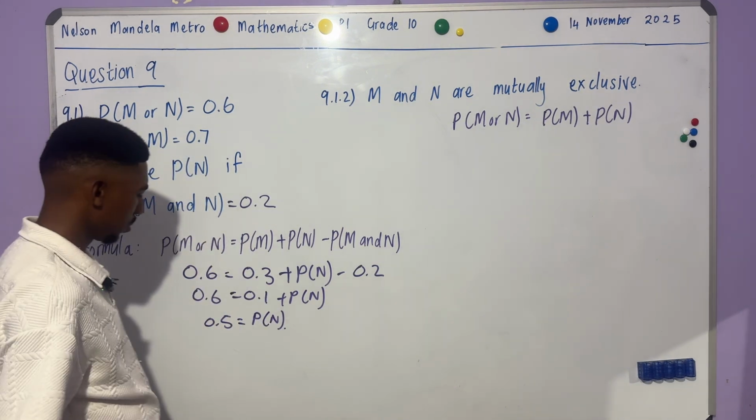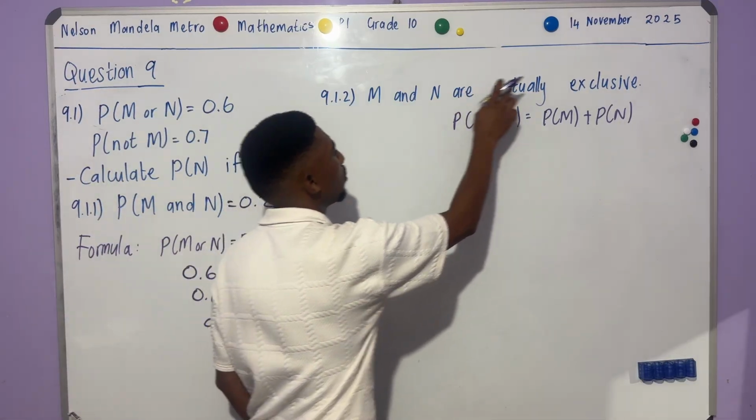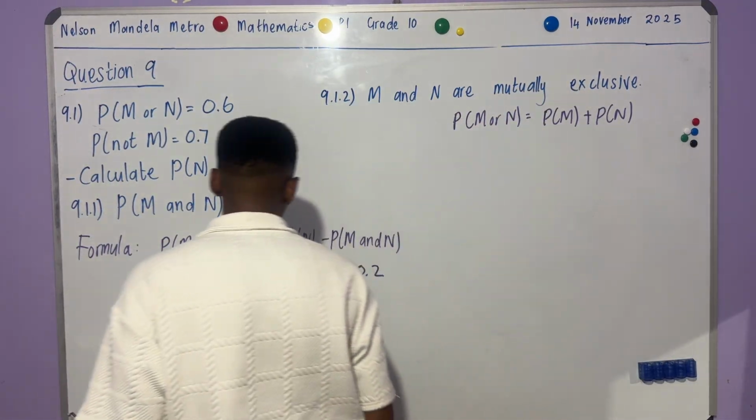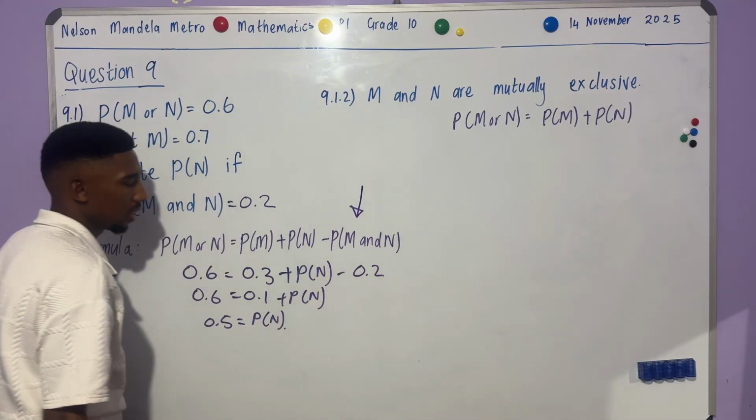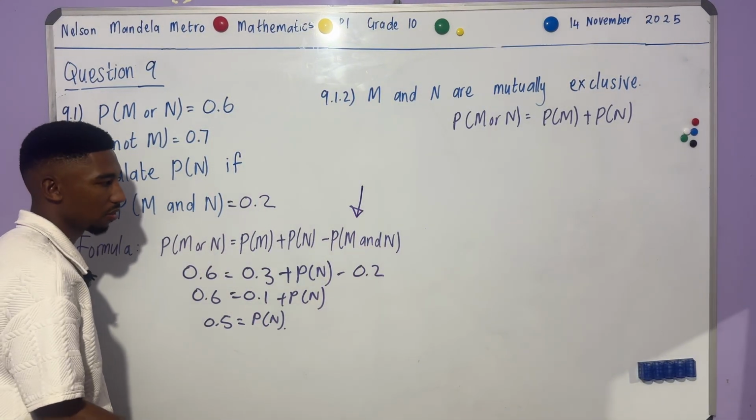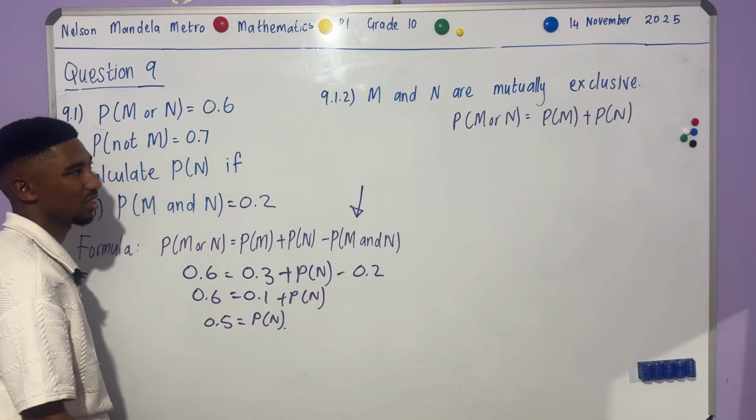Then the next scenario is M and N are now mutually exclusive. What does that mean? The moment we say mutually exclusive, there is no longer M and N. They don't have a possible outcome where both of them can exist.